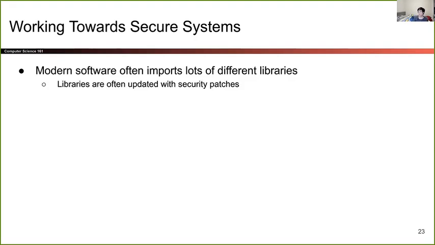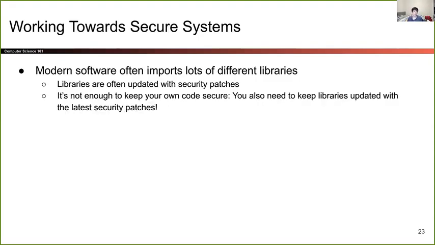Modern software will often import a lot of different libraries. So nowadays we're dealing with not just our own code, but code that a lot of other people have written. These libraries of other people's code are often updated with security patches because they have security vulnerabilities. So it's not important to just make sure your own code is secure. You also have to make sure you're keeping up to date with updates and security patches.